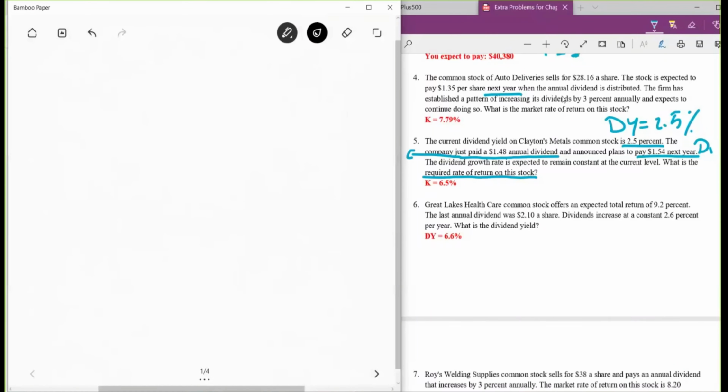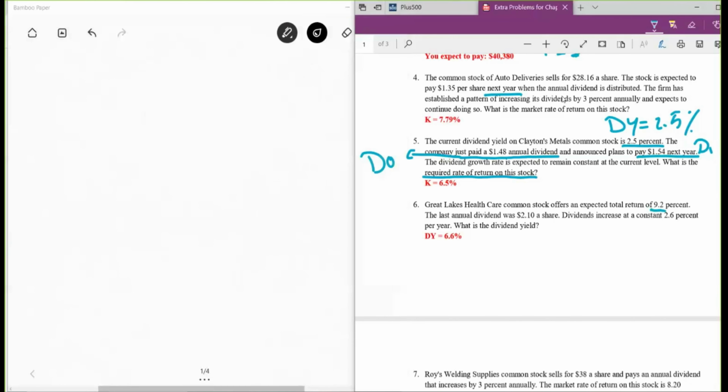Number 6, Great Lakes Healthcare offers an expected total return of 9.2%. This is R. The last annual dividend was 2.1, so this is D0. Dividends increase at a constant rate of 2.6%. This is the growth rate G. I need to find the dividend yield.